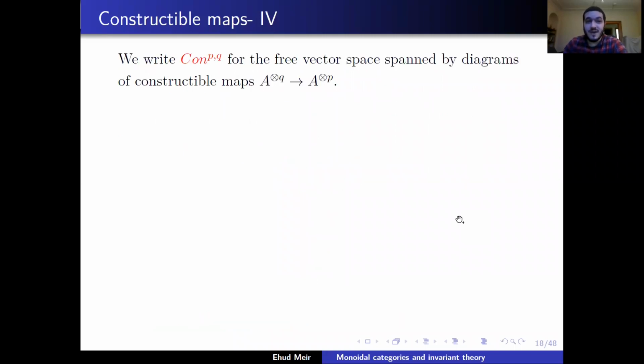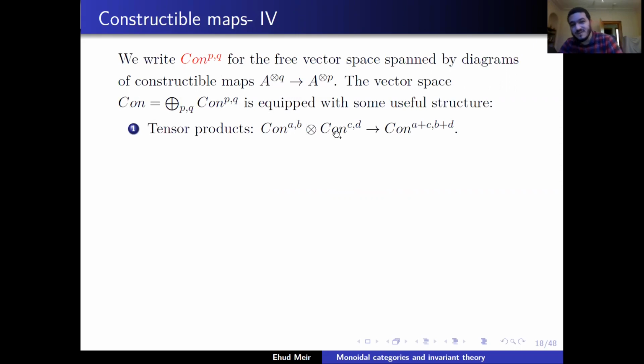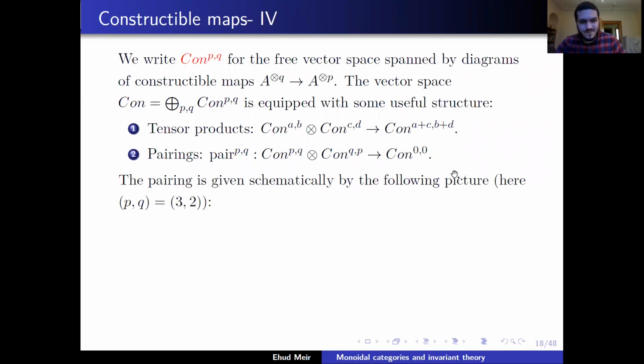Okay, so now we do the following. We write Con(P,Q) for the free vector space spanned by diagrams of constructible maps from A tensor Q to A tensor P. When we look at all the constructible maps for any P and Q, this is equipped with some useful structure. For example, we have the tensor product, going from Con(A,B) tensor Con(C,D) to Con(A+C, B+D). We have a pairing, that is quite useful, going from Con(P,Q) tensor Con(Q,P) to Con(0,0).